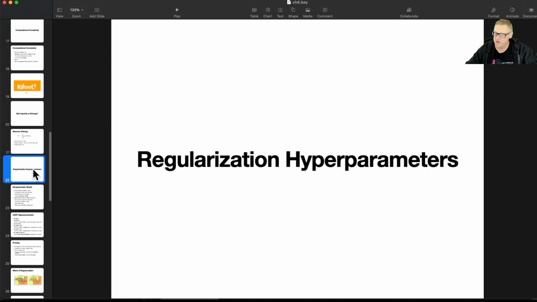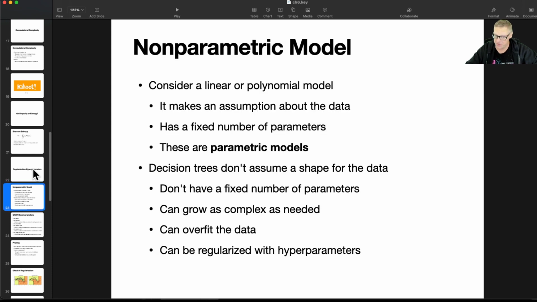Now, you need some regularization hyperparameters, as we're going to see. This is a non-parametric model. The ones we talked about before are parametric. You'll choose something like a cubic with a certain number of parameters, and so you make an assumption about the data, like it's a line or it's a parabola or something, and then you have only so many parameters to fit. So it's only going to work if your assumption about the data is true and there's only so many parameters. But decision trees don't assume a shape. They're going to make as many decisions as they have to, as long as the impurity keeps going down.